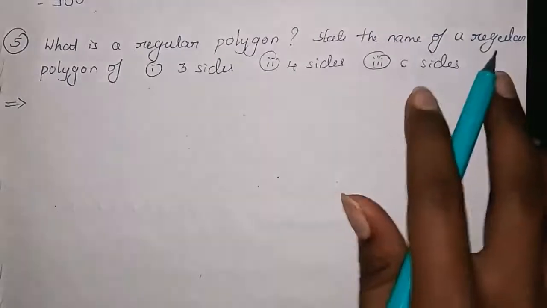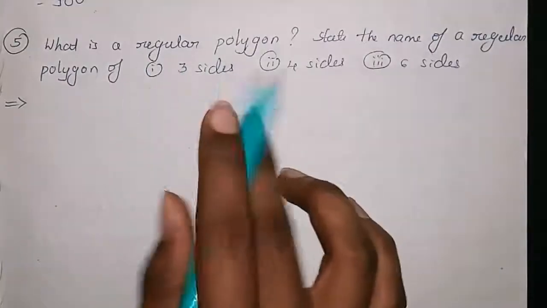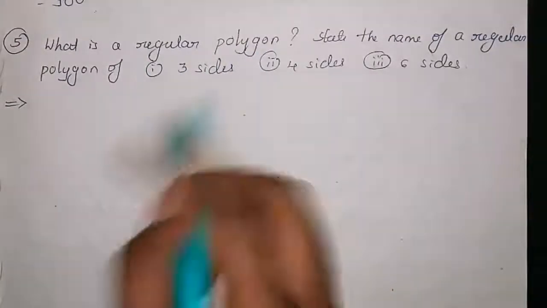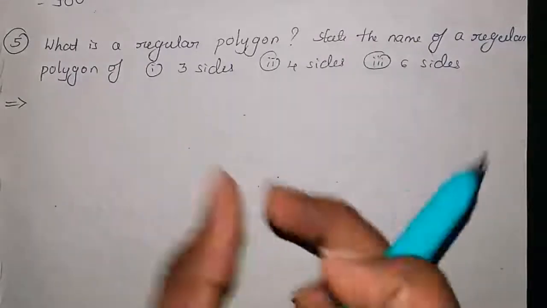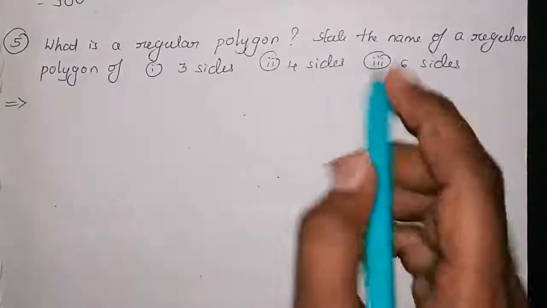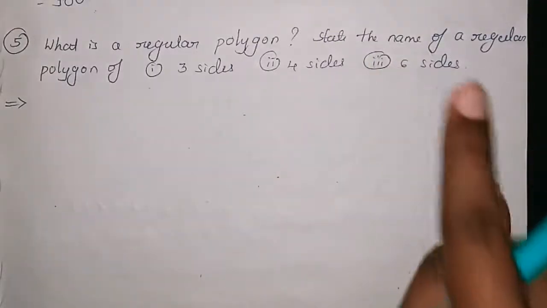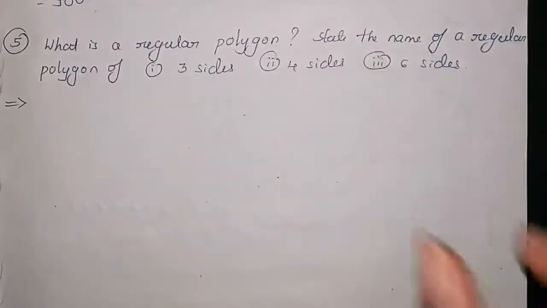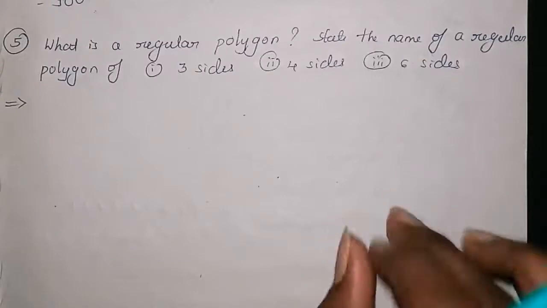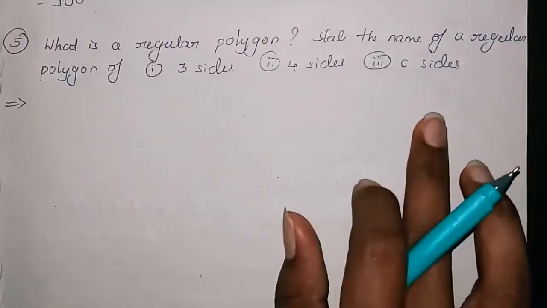And you have to state the name of the regular polygon of 3 sides. 3 sides means it is a triangle. Name of that triangle you have to write, and 4 sides means it is a quadrilateral. So name of that quadrilateral. 6 sides means hexagon. So what is the name of that term? You have to write it here.